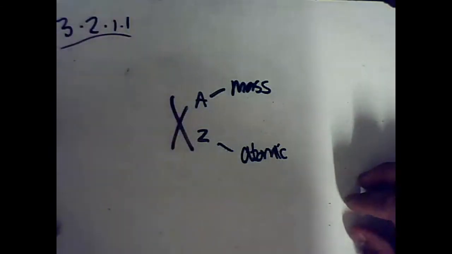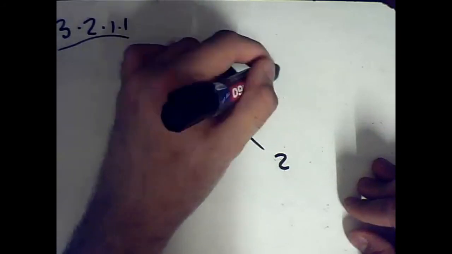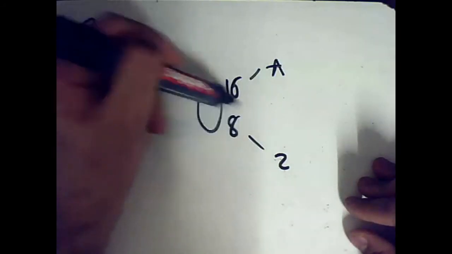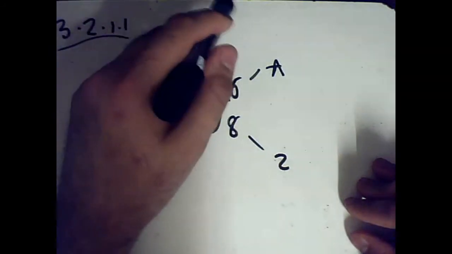So if I give you an example, oxygen-16, 8: this is Z, and this is going to be our A. This is the mass of the protons and the neutrons, and this is just the number of protons or the number of electrons, because we have a neutral atom over here.